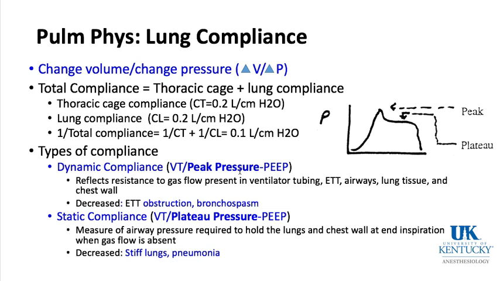As opposed to static compliance, where the volume is tidal volume, but we use plateau pressure in the denominator, minus PEEP if there is PEEP. It's a measure of the airway pressure required to hold the lungs and chest wall at end inspiration when gas flow is absent, and really reflects what's going on in the lung. So if the lungs are stiff, if there's pneumonia, this static compliance will be decreased. So I like to think of dynamic compliance as getting the air down to the lungs and the things that affect it, like a plugged endotracheal tube, a constricted endotracheal tube, or bronchospasm, while a stiff lung has to do with static compliance.